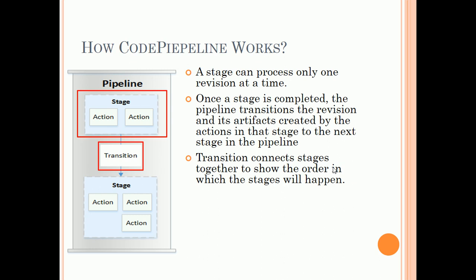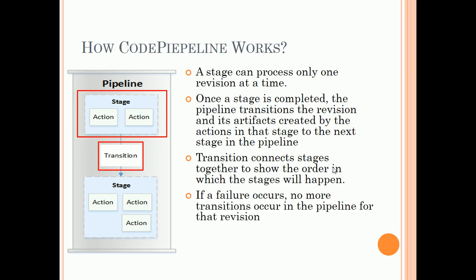If one action fails in a stage, the revision does not transition to the next action in the stage or the next stage in the pipeline. So if a failure occurs, no more transitions occur in the pipeline for that revision. AWS CodePipeline pauses the pipeline until one of the following occurs. The first is we manually retry the stage that contains the failed action, and the other is we start the pipeline again for that revision.